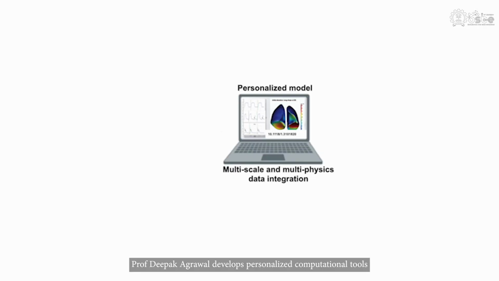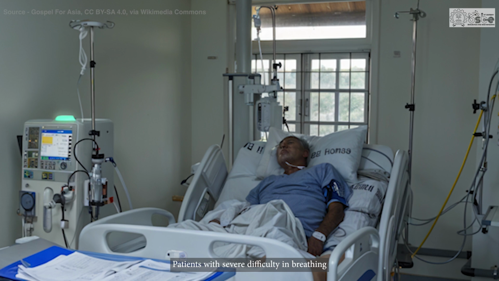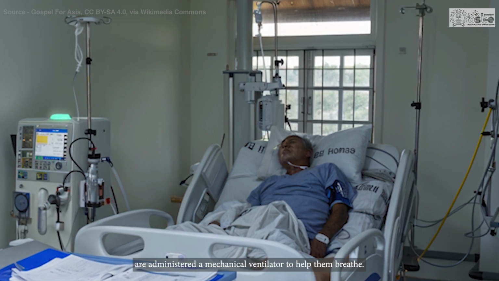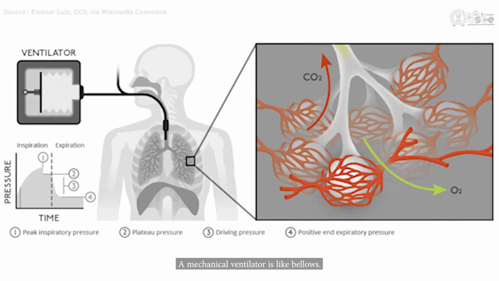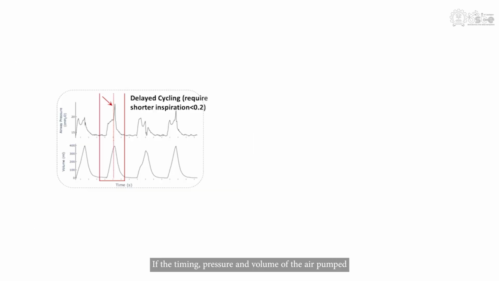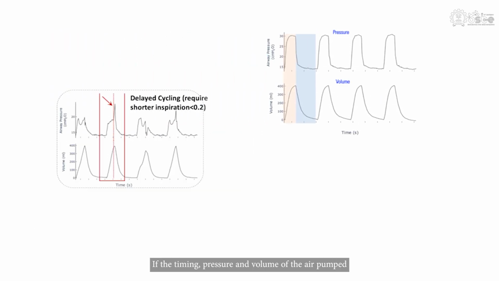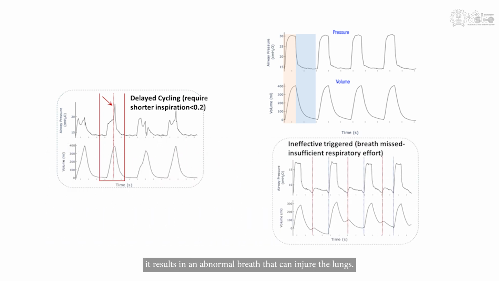Professor Deepak Agarwal develops personalized computational tools and healthcare technologies by combining data science and mathematical physiology to improve disease management and critical care in intensive care units. Patients with severe difficulty in breathing are administered a mechanical ventilator to help them breathe. A mechanical ventilator is like bellows. It pumps air in and out of the lungs. If the timing, pressure, and volume of the air pumped by the ventilator do not match the patient's demand for air, it results in an abnormal breath that can injure the lungs.